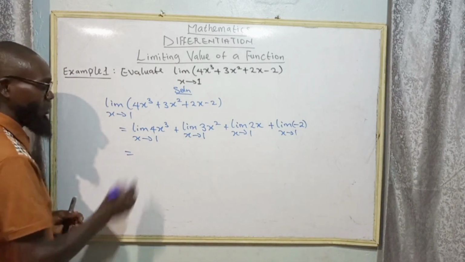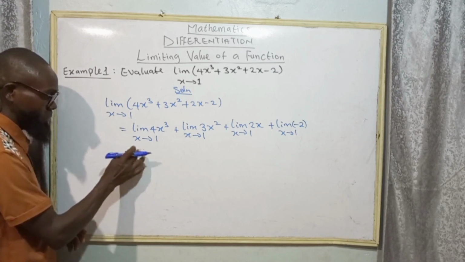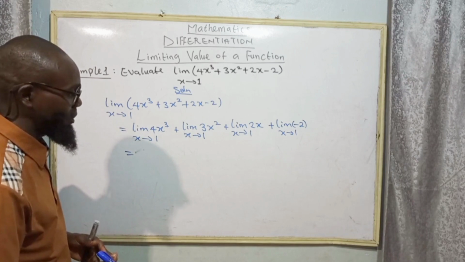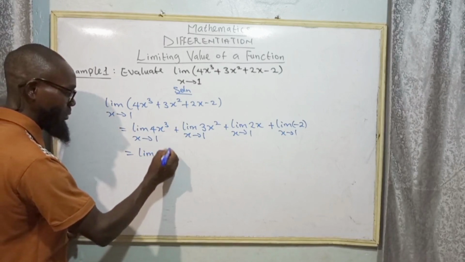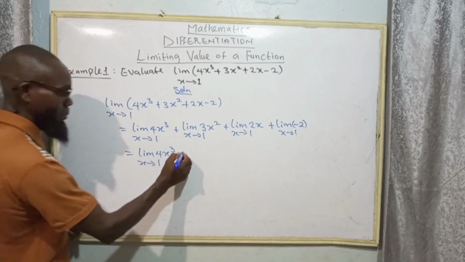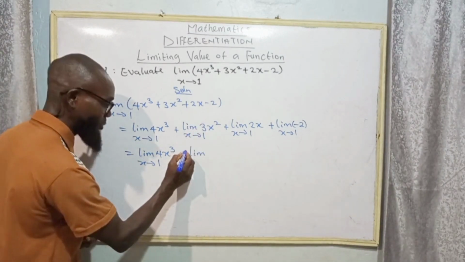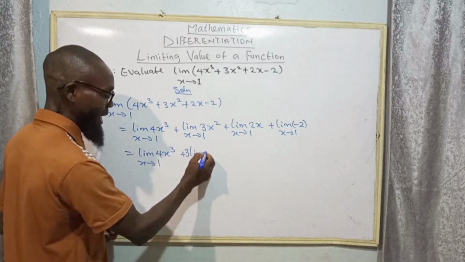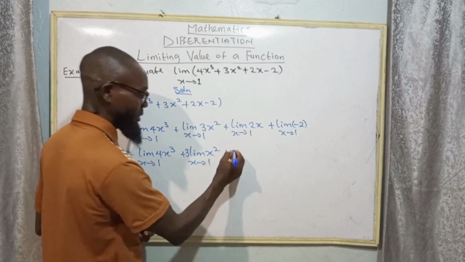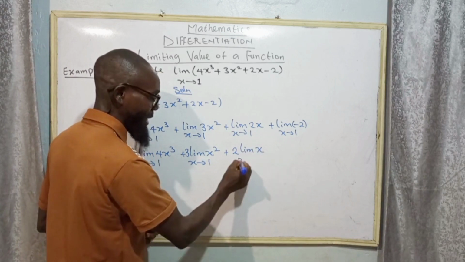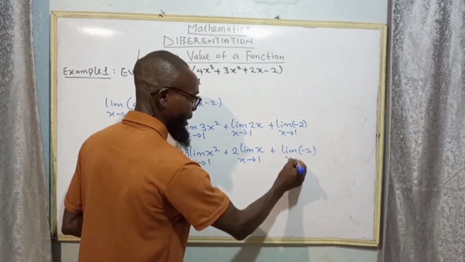So in this case, we now substitute. Here we have limit of 4x cubed as x approaches 1 plus limit of 3x squared. So here we have 3 as a constant. This 3 has to come out. Then 3 times limit of x squared as x approaches 1 plus this 2 is a constant. 2 times limit of x as x approaches 1 plus limit of minus 2 as x approaches 1.